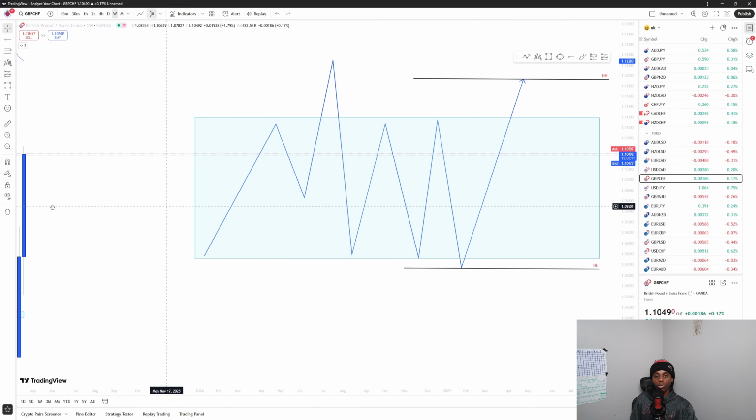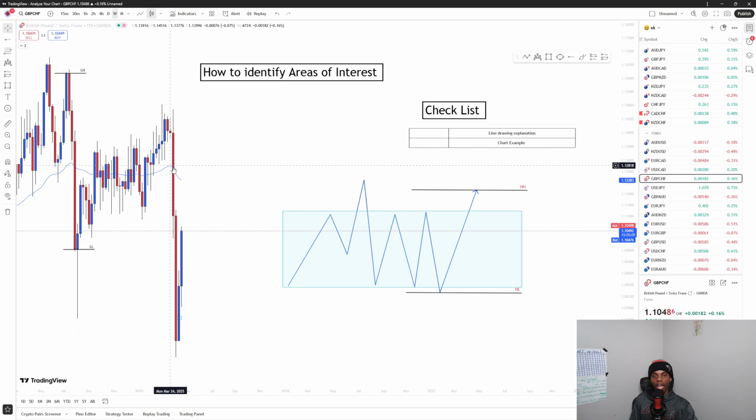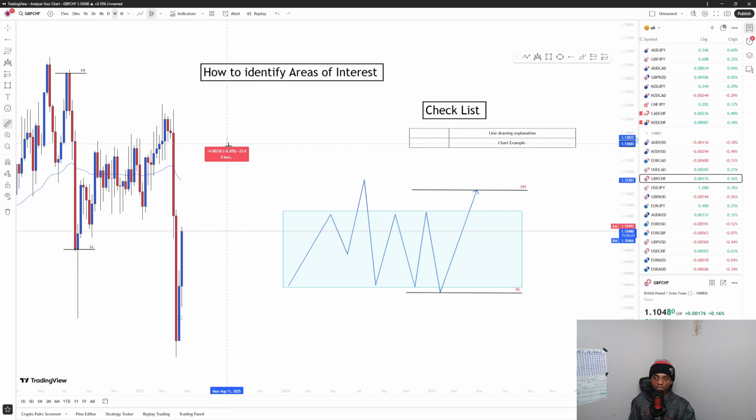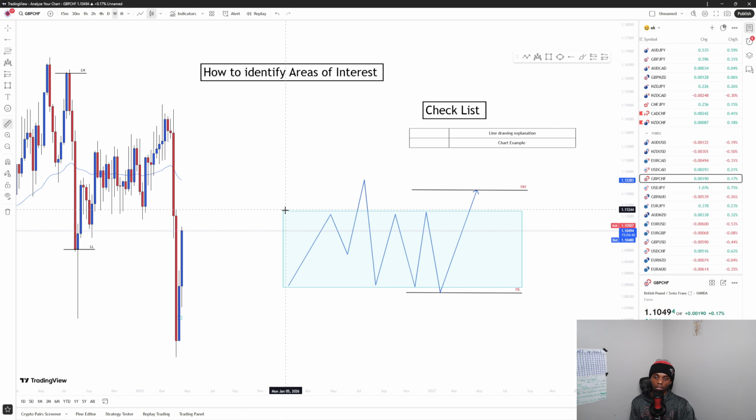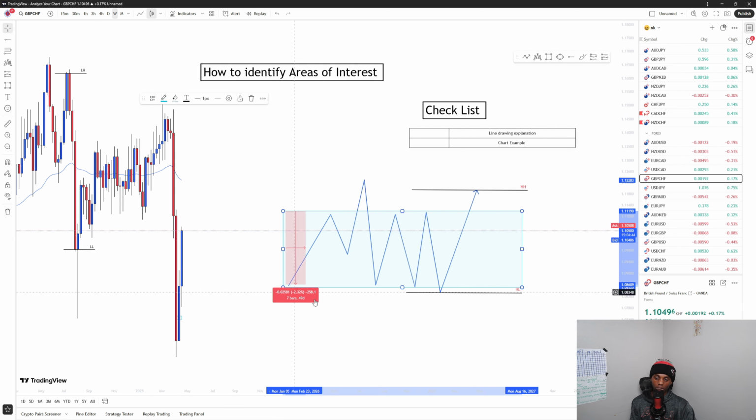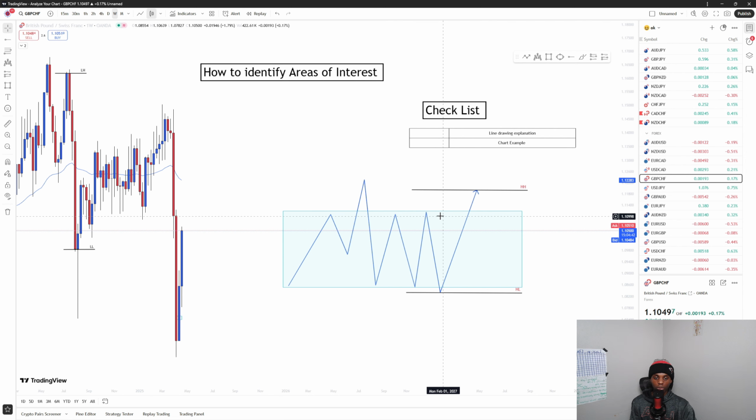Okay, the goal is to have 3 touches with the area of interest being as small as possible. The biggest you can have an area of interest is 60 pips, but you can have it as small as you want as long as it has 3 touches. It's a valid area of interest. So this is too big. If we measure this, it's more than 60 pips. It's 200 something pips.